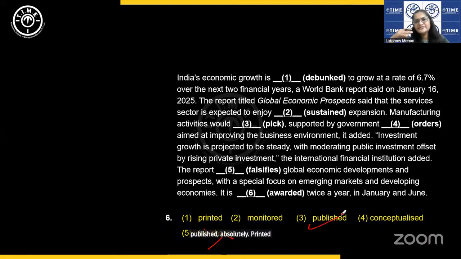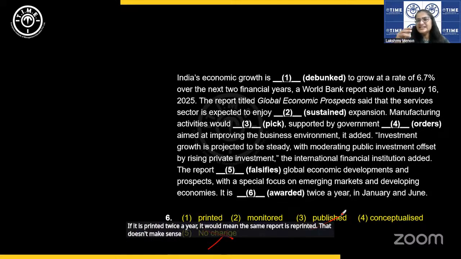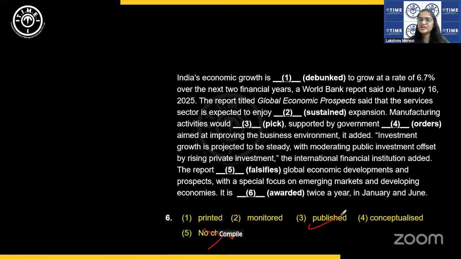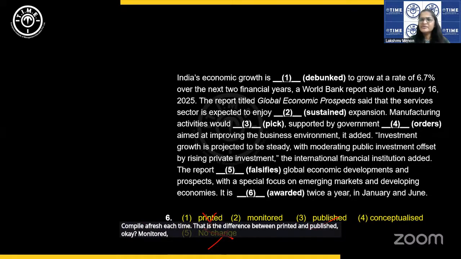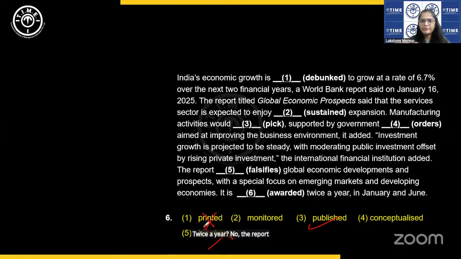Printed. Now, what is the difference between printed and published? If it is printed twice a year, it would mean the same report is reprinted. That doesn't make sense, right? It is a report that is being compiled afresh each time. That is the difference between printed and published, okay? Monitored twice a year. No, the report has to be published, right? Not monitored. That doesn't make sense.